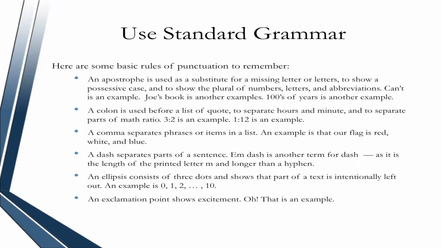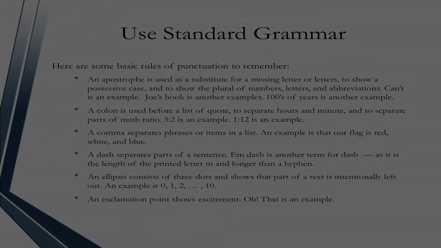4. A dash separates parts of a sentence. M dash is another term for dash, as it is the length of the printed letter M and longer than a hyphen. 5. An ellipsis consists of 3 dots and shows that part of a text is intentionally left out. An example is 0, 1, 2, ellipsis, 10. 6. An exclamation point shows excitement. Oh! That is an example.